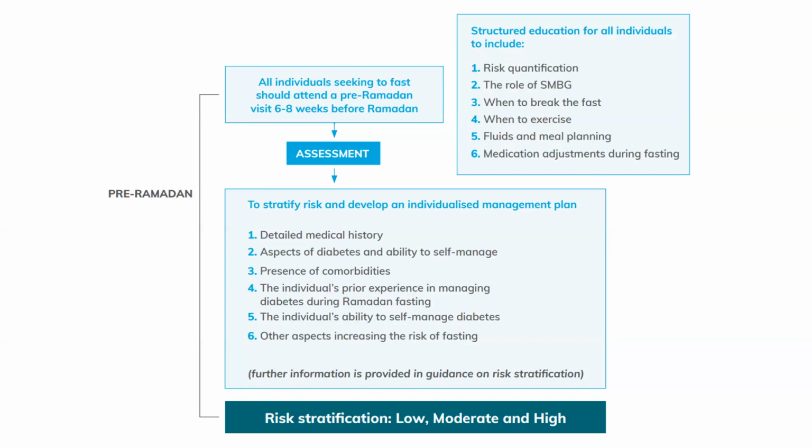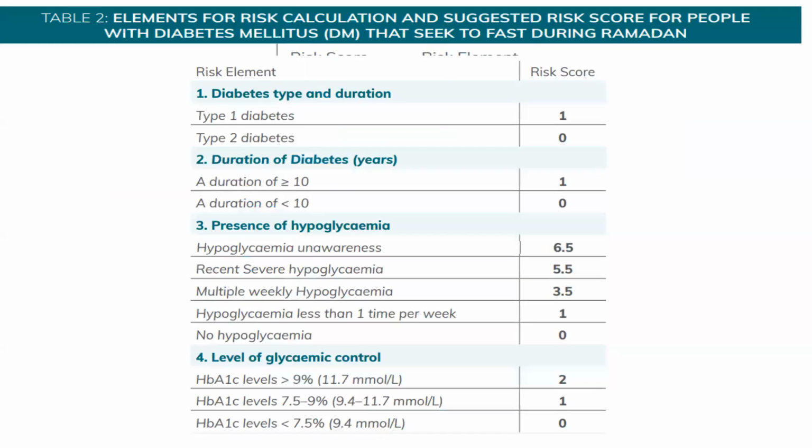Let's see the risk scoring elements which will help us come to these categories. Number one, we have diabetes type and duration. If it is type 1 diabetes, that gives a risk score of 1, type 2, 0. Duration of diabetes of 10 years or more gives a risk score of 1. Duration of diabetes less than 10 years, risk score 0.